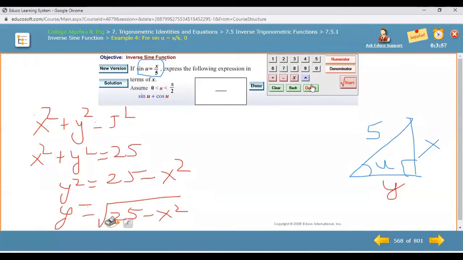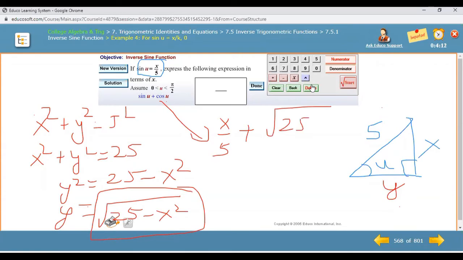Okay, now we are ready to write this. This thing is sine u, x over 5, plus cosine u. Cosine is adjacent over hypotenuse. This is adjacent: radical 25 minus x squared over 5. That's the answer. We have expressed sine u and cosine u in terms of x.